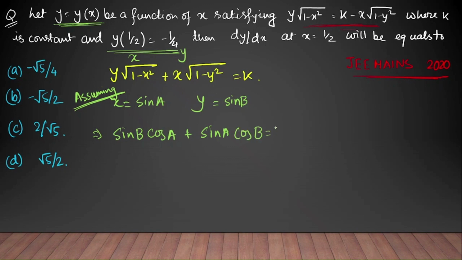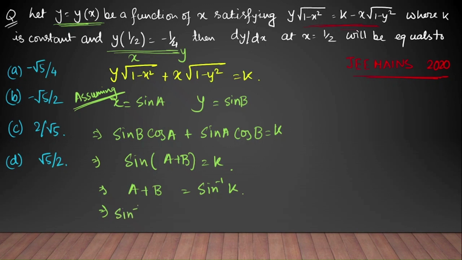We can write it over here equals to k sine. Here you can see sine a cos b plus cos a sine b. We can write here sine of a plus b equals to k. Then we can write a plus b equals to sine inverse k. Then what is a? Instead of a we can write sine inverse x, and instead of b we can write sine inverse y.